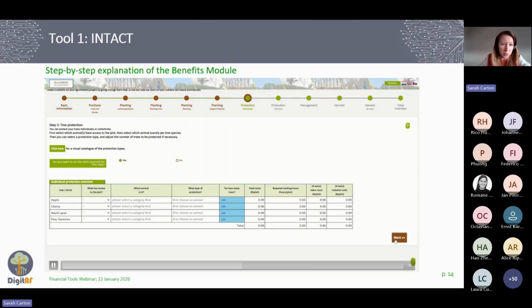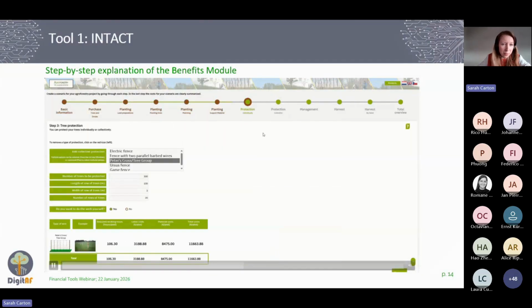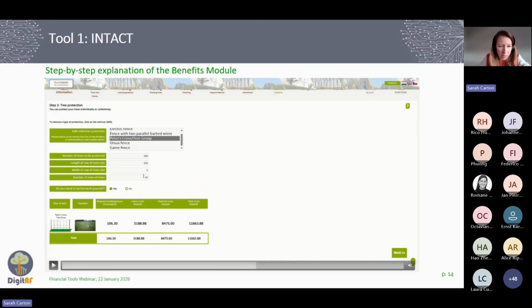And the next one shows the collective fencing. So that is to protect the trees collectively, so to put an electric fence around the plots. That's also an option that is present.